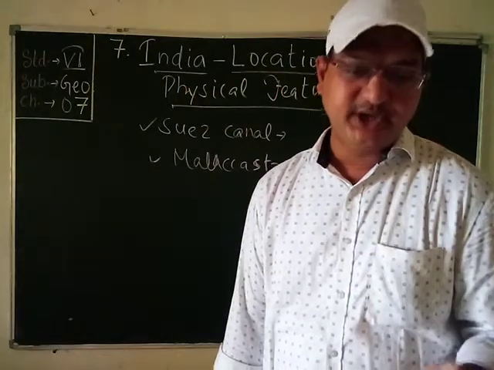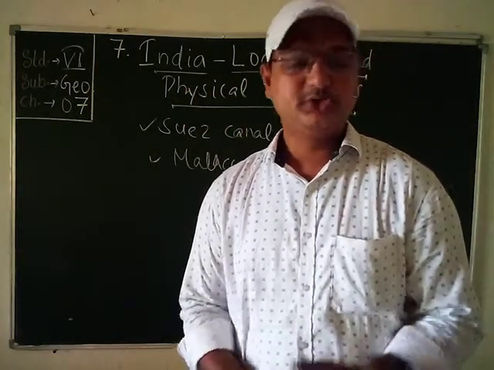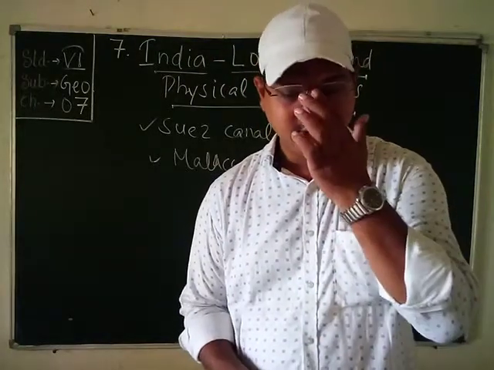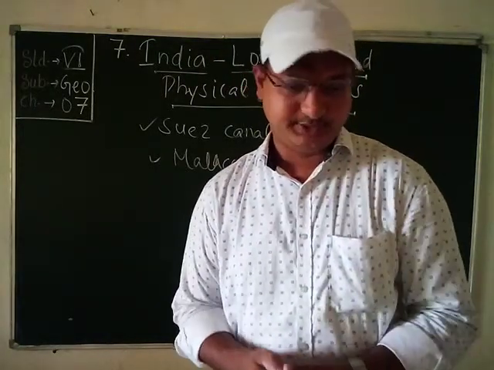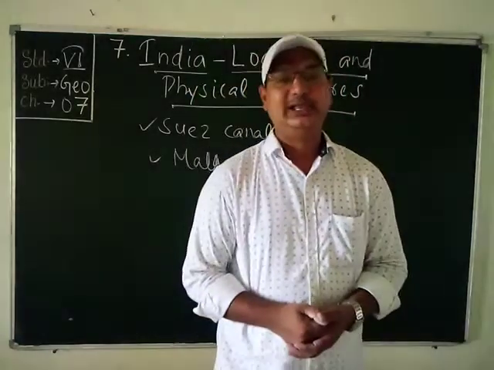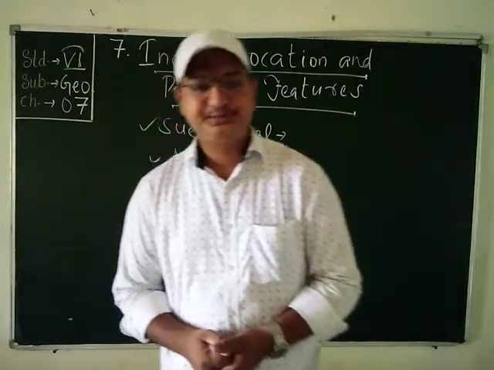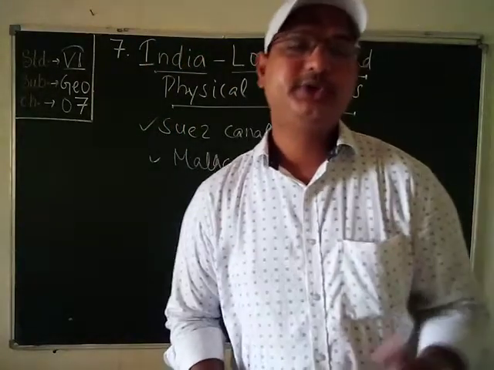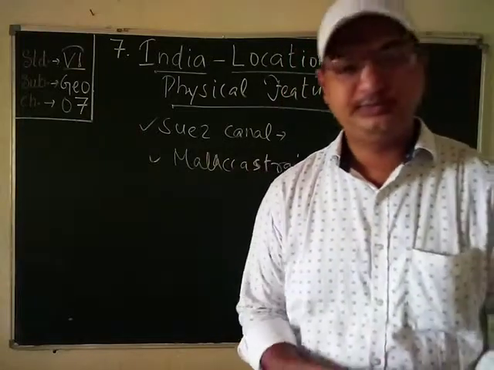Previously, there were 28 states and 9 union territories. Sorry, students, there are 28 states and 9 union territories in our country, including the national capital territory of Delhi. Students, now we will study what the states are. Let me tell you. First of all, we will start from north.